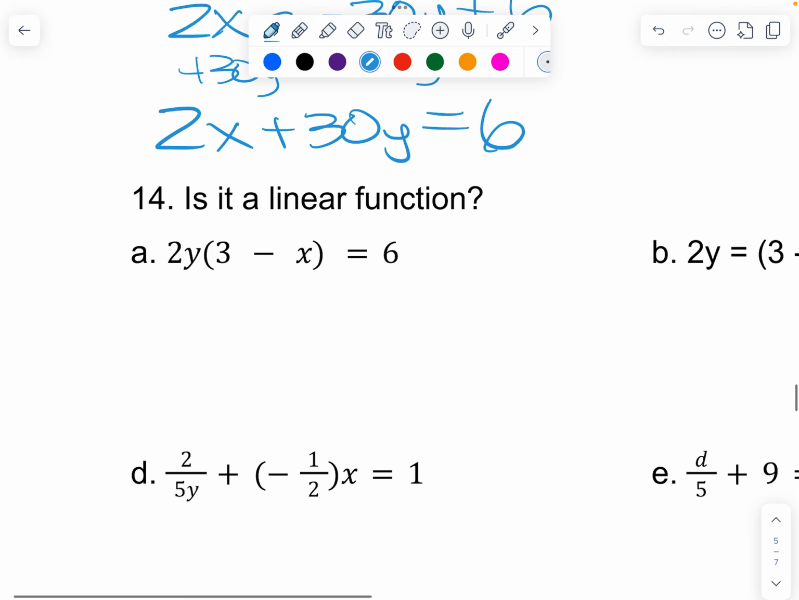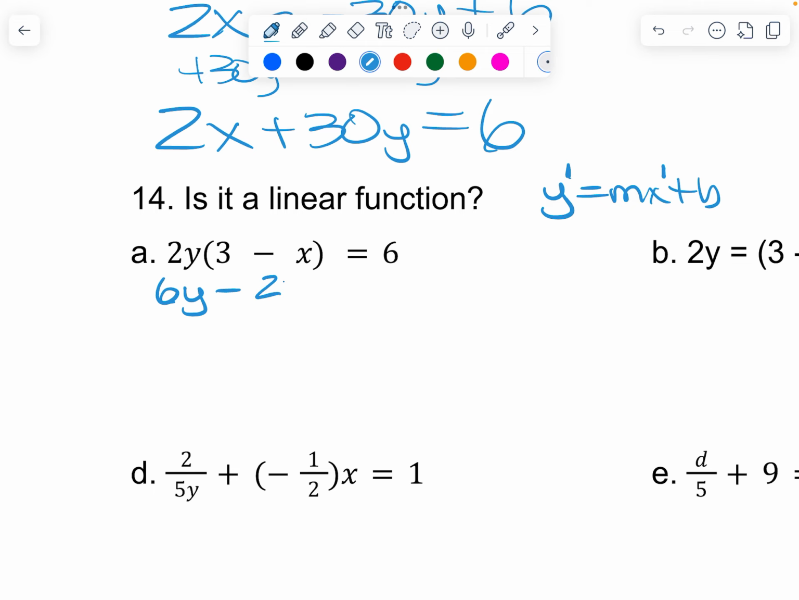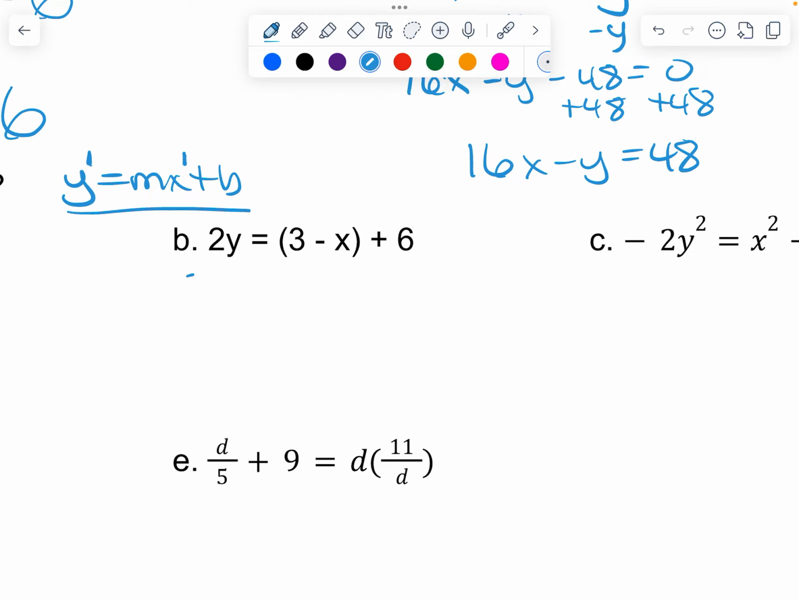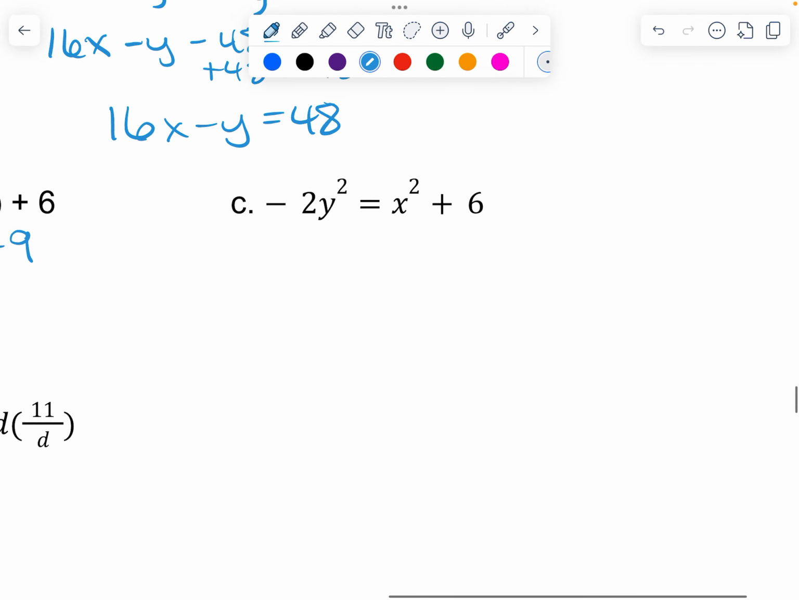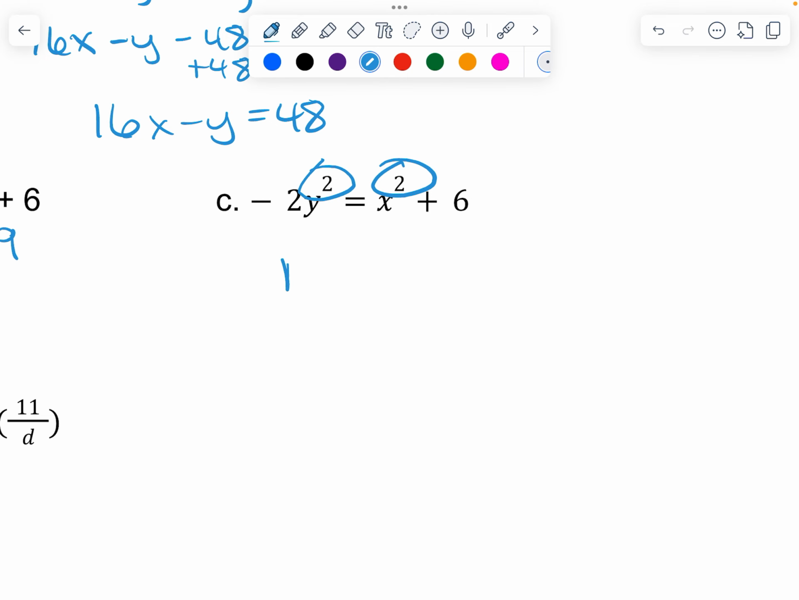Is it a linear function? So it has to be y equals mx plus b. The exponents have to be 1. So if I multiply this, I get 6y minus 2xy. Does anything here say xy? Nope, so this is not a linear function. This right here, 2y equals negative x plus 9. And if I divided everything by 2, it would be y equals mx plus b. So it's yes. These are squared, so automatically no.